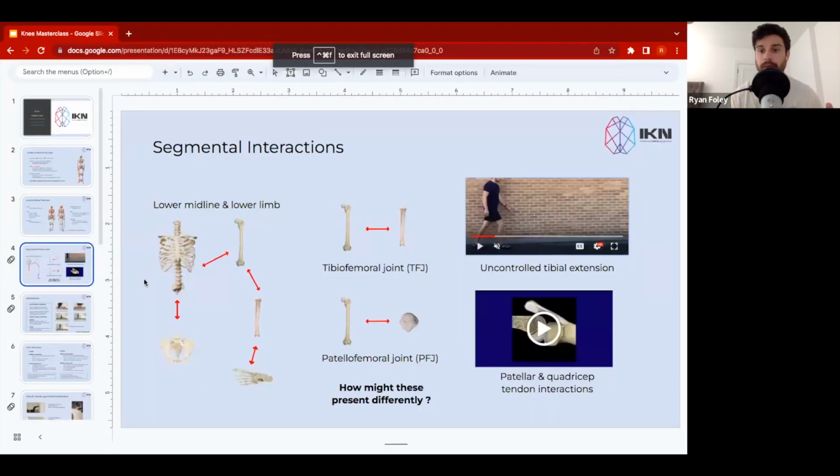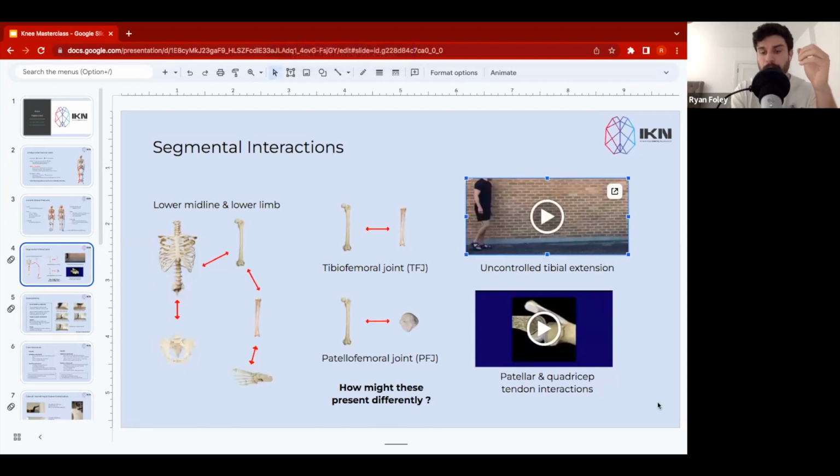So what you're seeing here in this uncontrolled tibial extension may reflect different muscular capacities. So we need to be aware of all of them, okay? We can't just be considering one muscular tissue. We need to be aware of all of them.